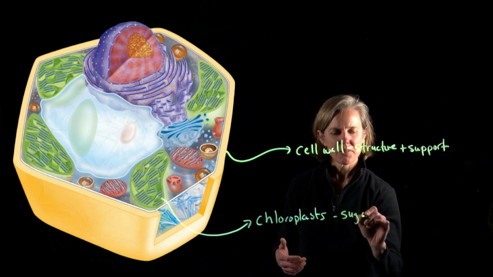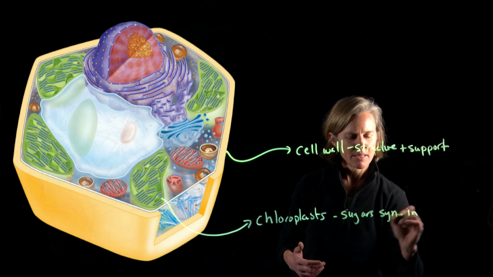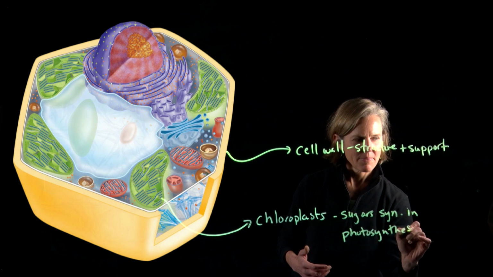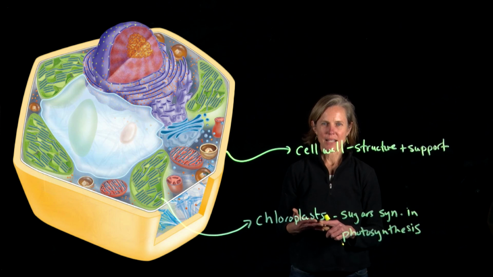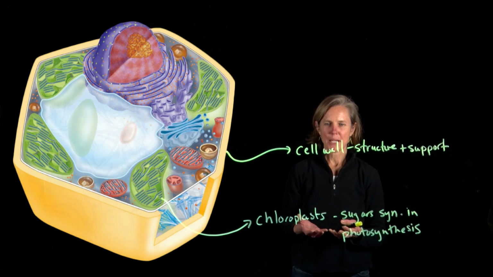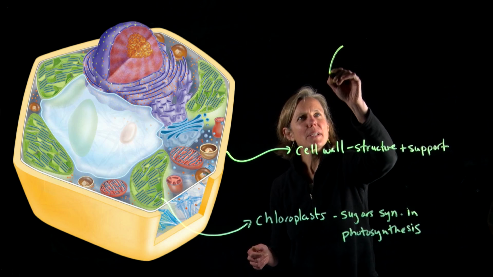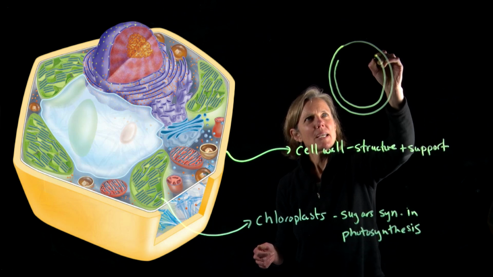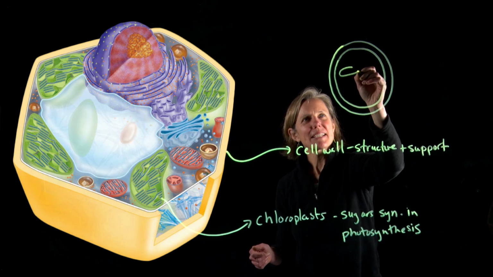So, sugars are synthesized in photosynthesis. So the chloroplast is the third organelle that's characterized by two membranes. Let me show you. I'm going to draw it up here. Okay, there's an outer membrane and an inner membrane. And the chloroplast also has structures inside called thylakoids.